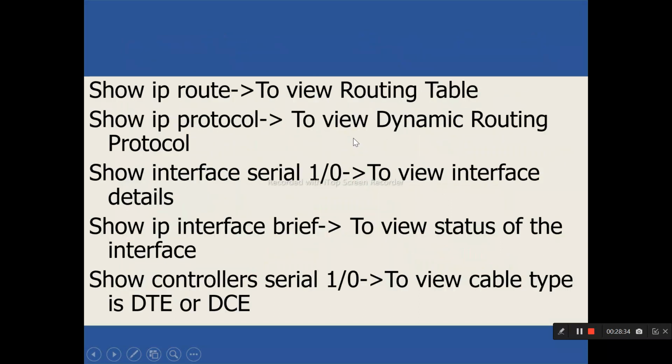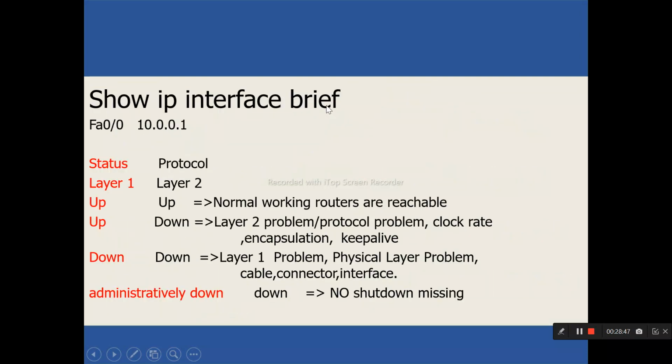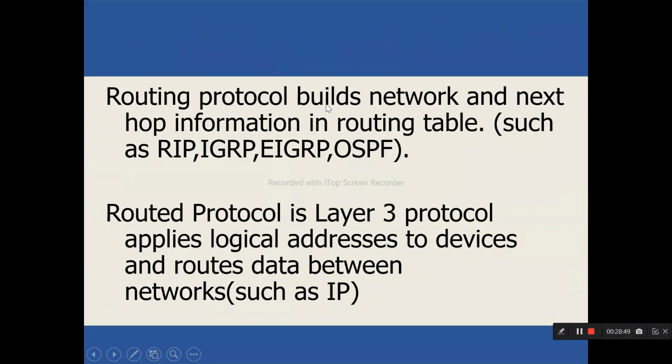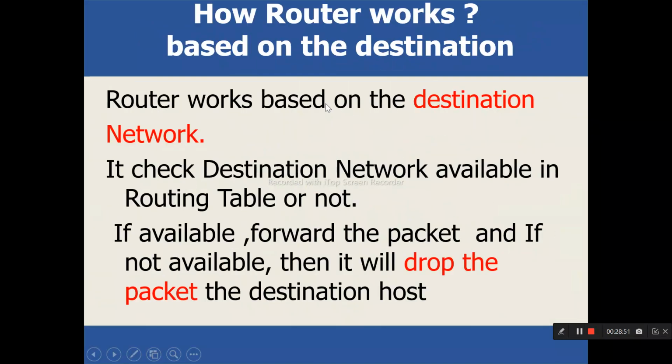We have multiple commands available: show ip route, show ip protocol, show interface serial 1/0, show ip interface brief, and show controller 1/0. These commands we'll discuss later. Right now, what we are going to discuss is what a router will do if I have multiple routers available.